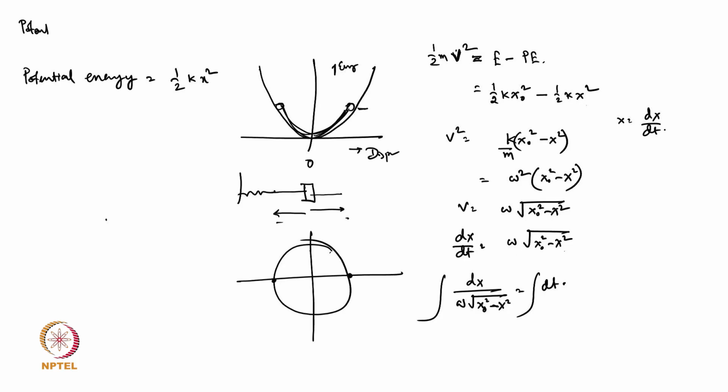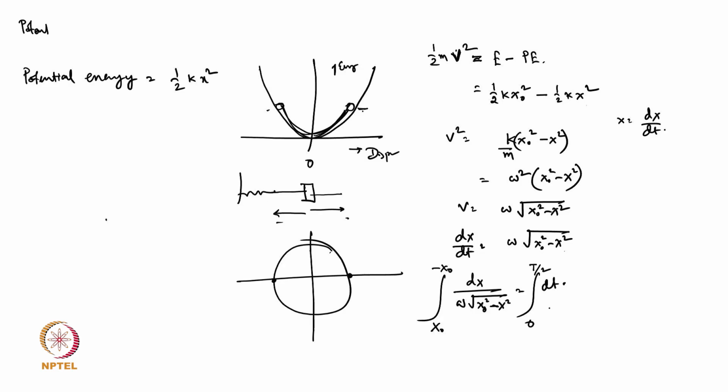If I write this way, what will be the limits for my integration? Think that once the ball is here, its amplitude will be x naught. Very good, so I just put x naught here. What is the time? 0. Put 0 here. Make sense? Once it goes from here to here, what will be its displacement? Minus x naught. Very good. What will be its time? T by 2. Exactly. Can we do that integral?